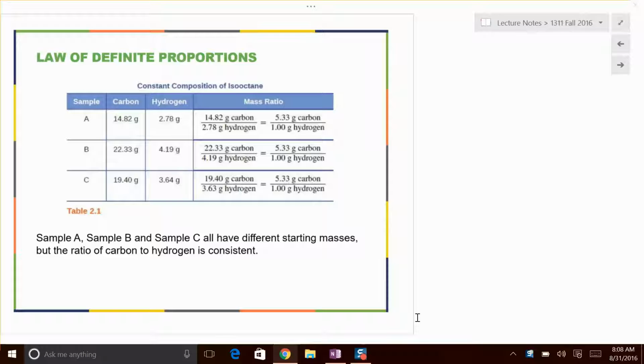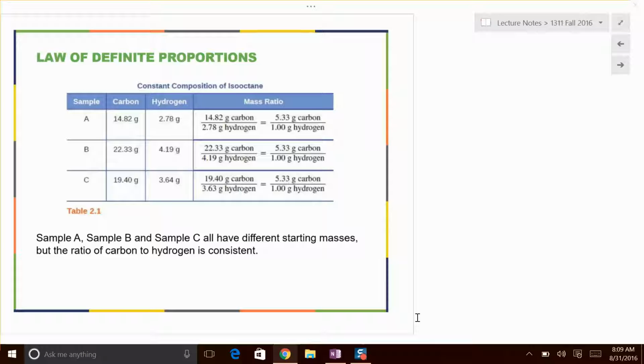And sample B is 22.33 grams of carbon, 4.19 grams of hydrogen. Sample C, 19.40 grams of carbon and 3.64 grams of hydrogen. So if we take the ratio of the grams of carbon to the grams of hydrogen for each of them, this is what we get, 5.33 grams of carbon per 1 gram of hydrogen for each one. So the ratio is the same, okay?